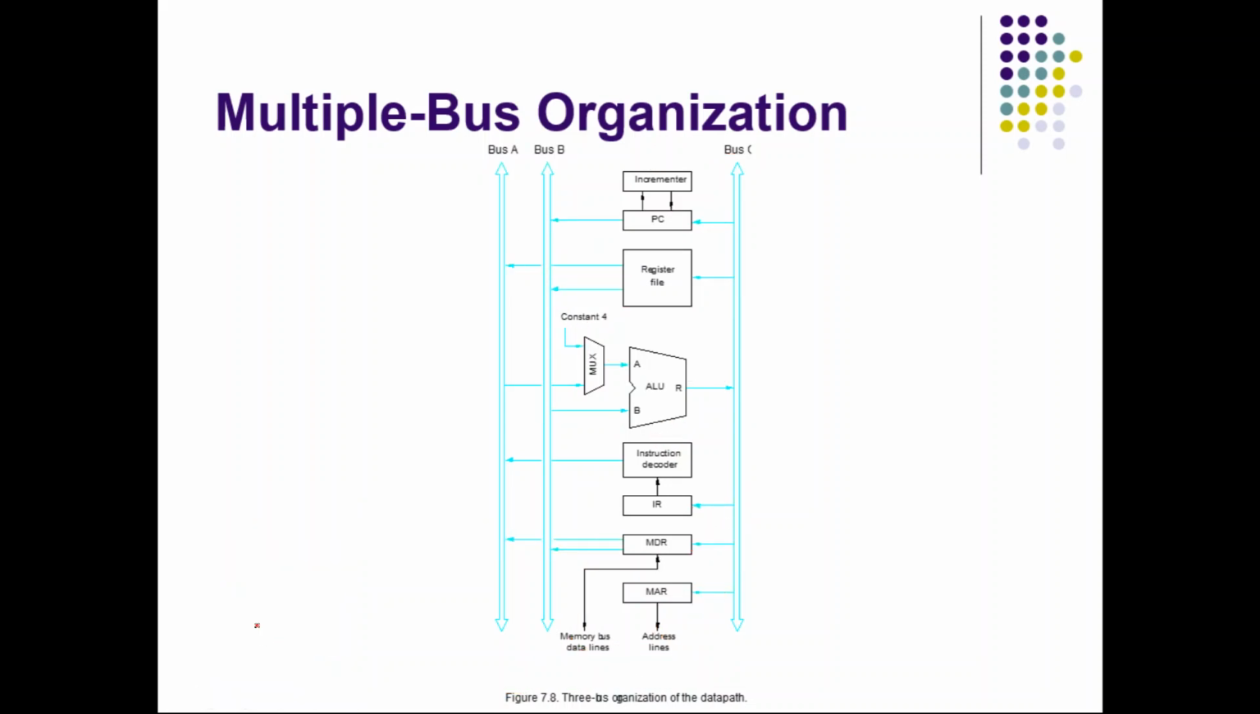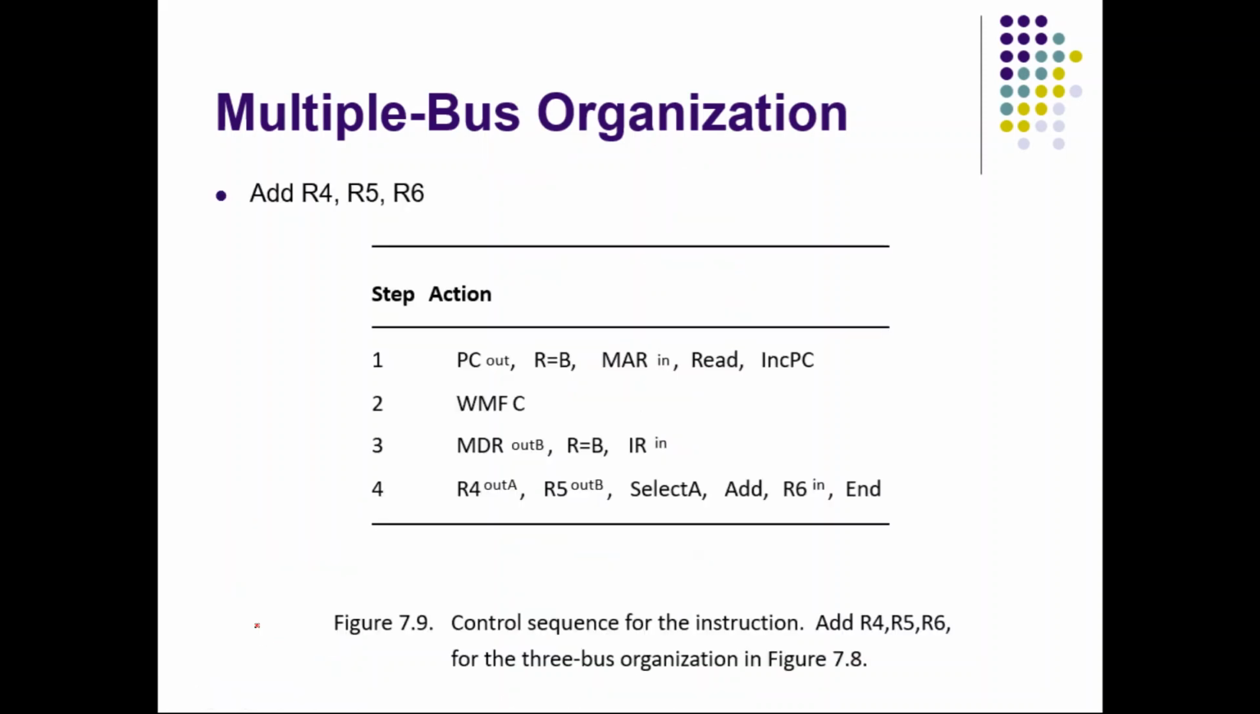Let us see how a particular instruction works with multiple bus organization. Here there is an instruction, add R4, R5, R6. We are adding the content of register 4 with register 5, and the result is stored in register 6. As we have 3 buses, this can be done in just 4 steps. Let us see how it happens.